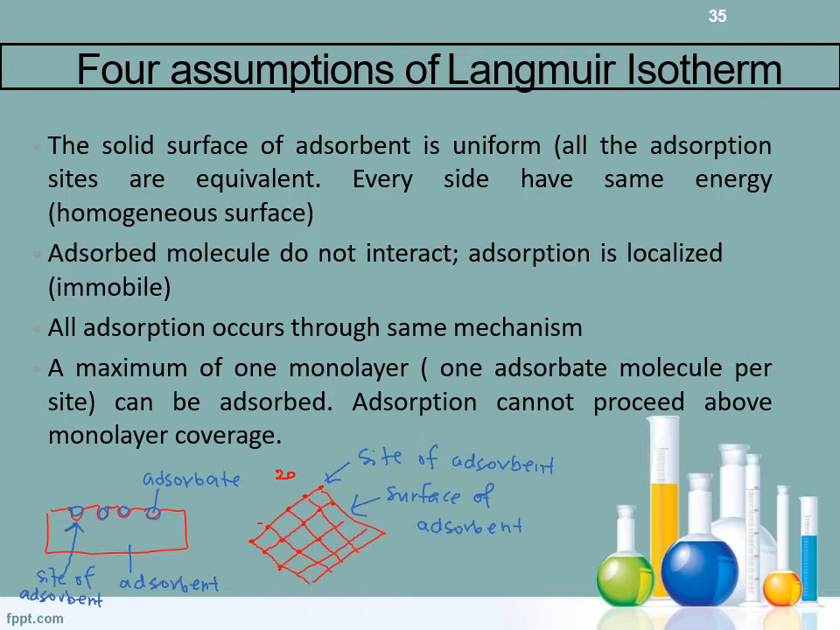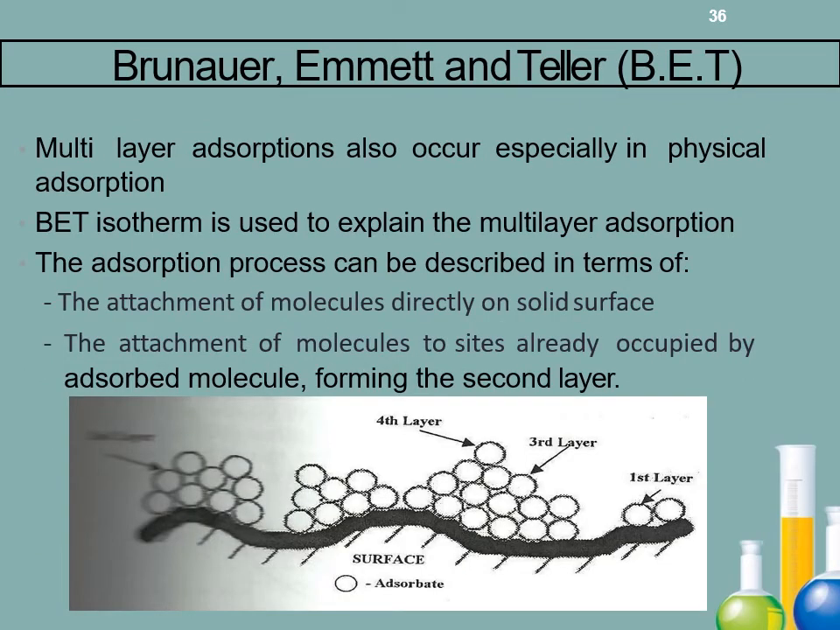The second one: adsorbed molecules do not interact, or adsorption is localized. Third one: all adsorption occurs through the same mechanism. And the last one: a maximum of one monolayer, or one adsorbate molecule per site, can be adsorbed on the surface. Adsorption cannot proceed above monolayer coverage. We understand that the Langmuir isotherm corresponds to monolayer adsorption.